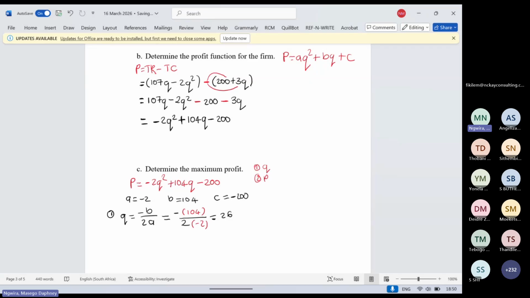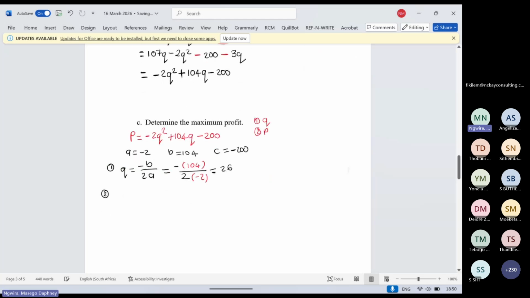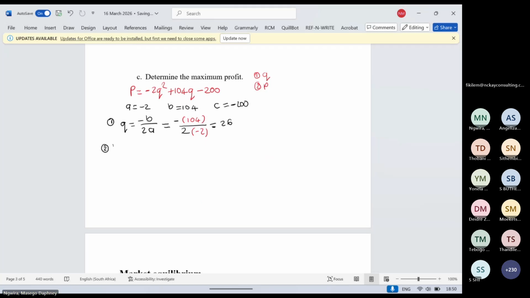Every time they say maximum, you have to find Q first. Now we have our units, 26 units. So now we're going to look for the maximum profit.